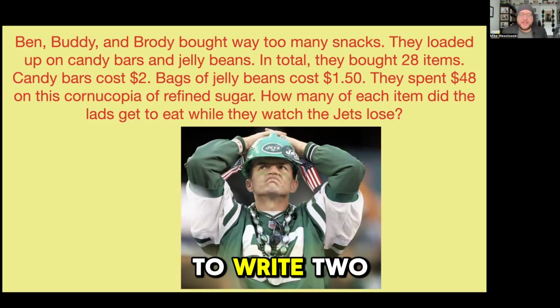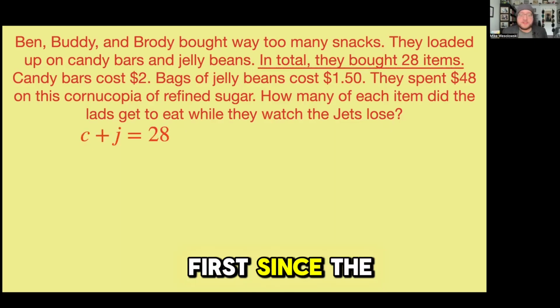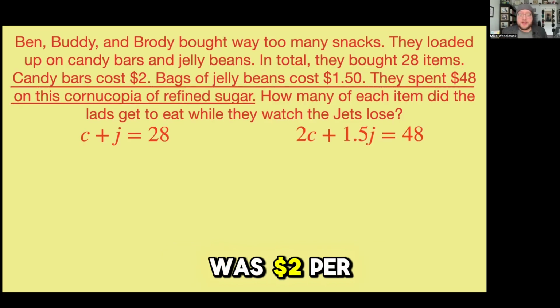So we need to write two equations. First, since the number of candy bars and jelly beans in total was 28, we'll write C plus J equals 28. And since it was $2 per candy bar and $1.50 per bag of jelly beans, and the total was $48, we'll write 2C plus 1.5J equals 48. $2 times the number of candy bars plus $1.50 times the number of jelly beans comes out to 48.